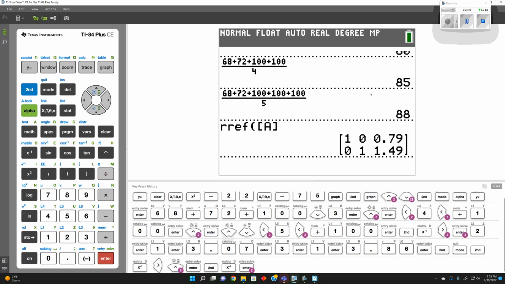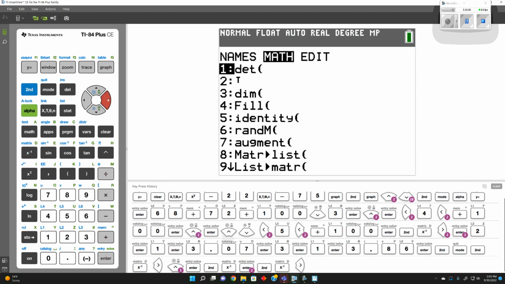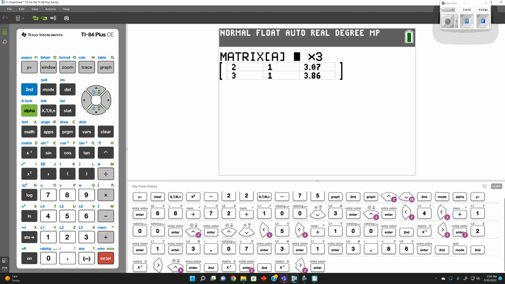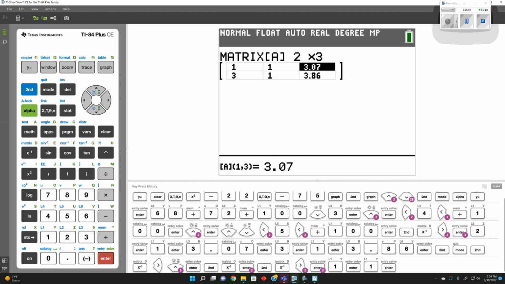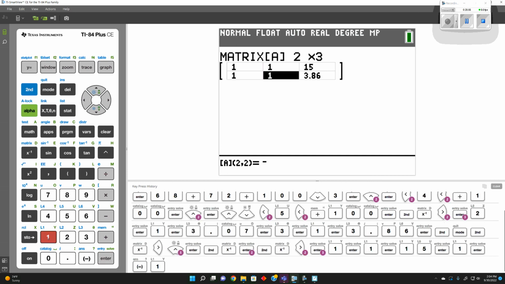So in the calculator, to plug it into the matrix, we can go second, matrix, over to edit. Now again, since we only have 2 equations and we have 3 spots, it's still a 2 by 3. We'd have 1, 1, 15, 1, negative 1, 3. So we're able to type it in.